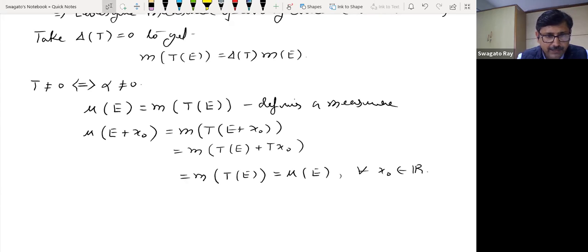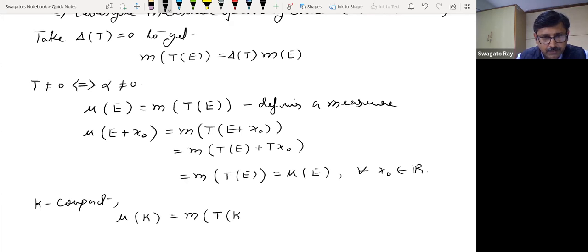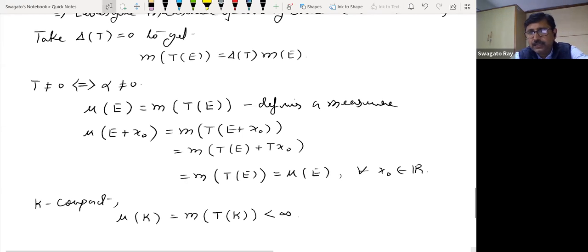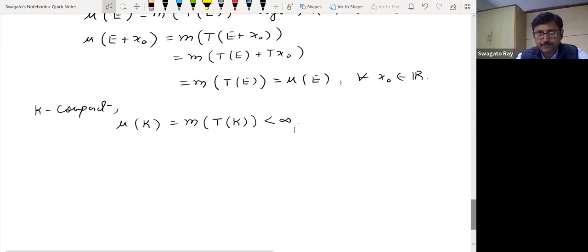Is it finite on compact sets? So take K compact. Look at mu of K. That is then Lebesgue measure of TK. But T is simply multiplication by alpha, so it's a homeomorphism of the real line. So TK is compact if K is compact. And Lebesgue measure of any compact set is finite. Now I can actually apply D. So by D, this mu must be a constant multiple of Lebesgue measure.